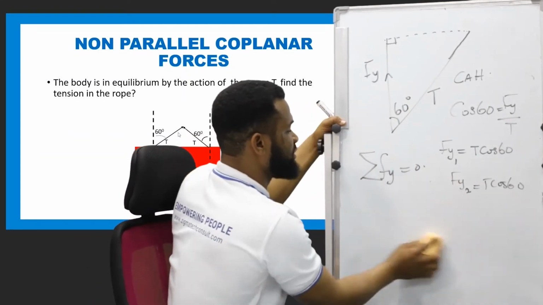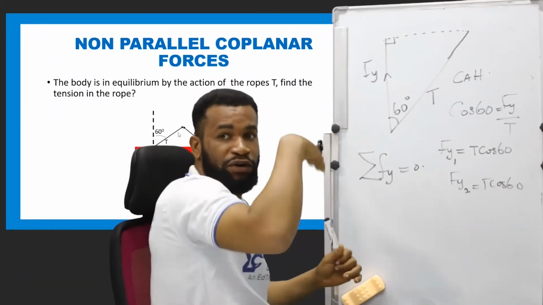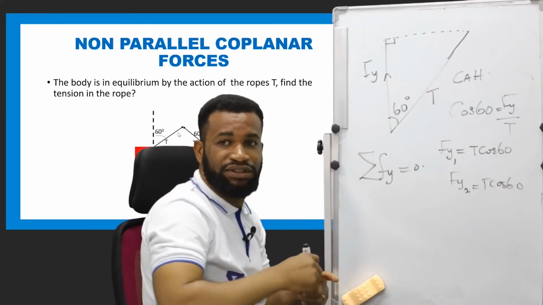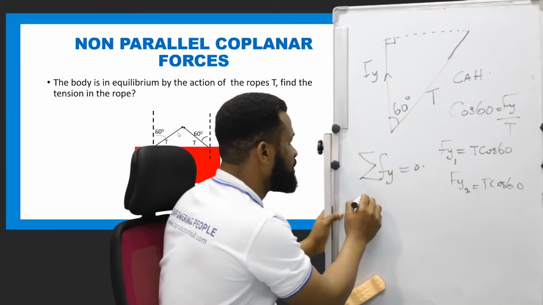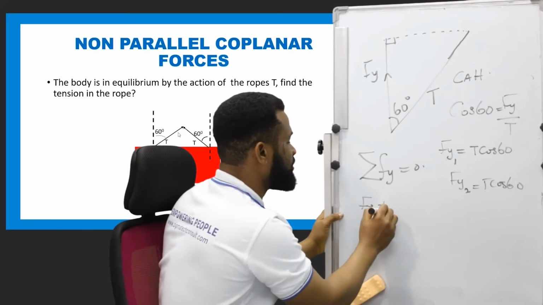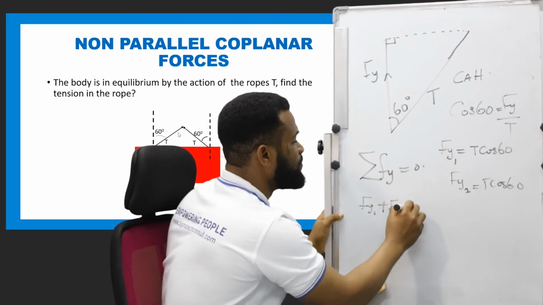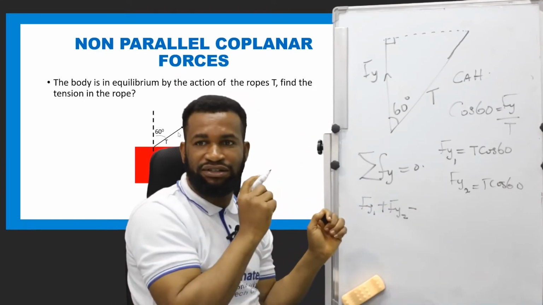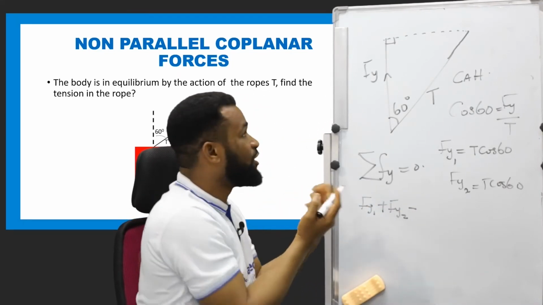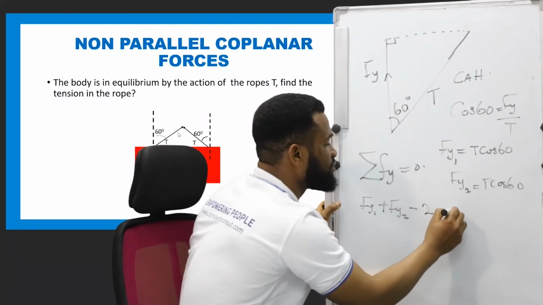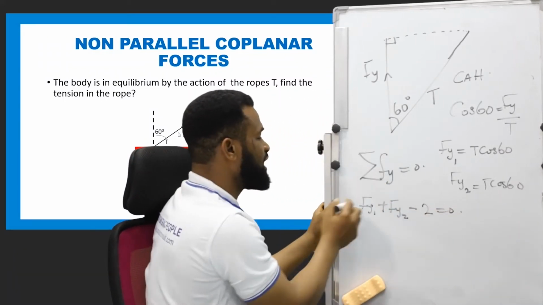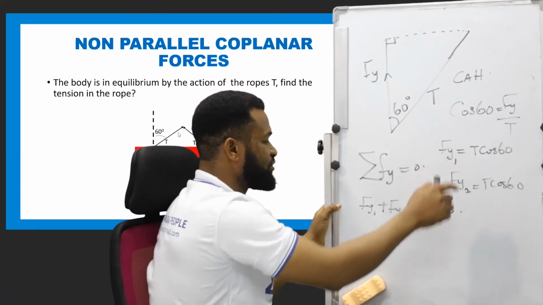Now, according to this principle, the 2 upward forces must balance the 2 downward forces. So I'm going to have Fy1 plus Fy2 minus 2 equal to 0. Why am I using minus? It's moving in the opposite direction to my upward forces. That is the meaning of summation Fy equal to 0.